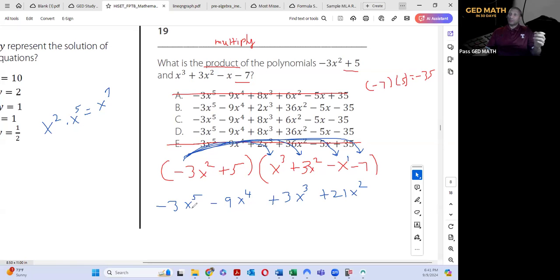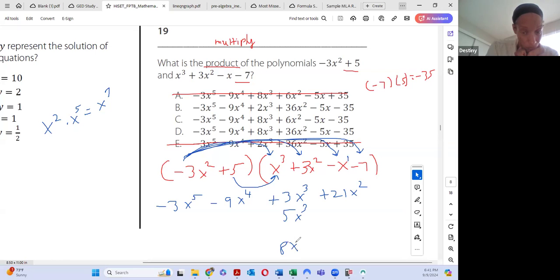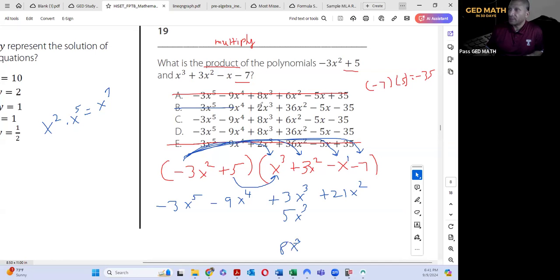Right? So my first term is minus 3x to the fifth. My second term is minus 9x to the fourth. My third term here is plus 8x to the third. So we got to now multiply this 5 by everything in the other parentheses. So 5x to the third. So we already know that we're going to have 8x to the third. So I can get rid of b.